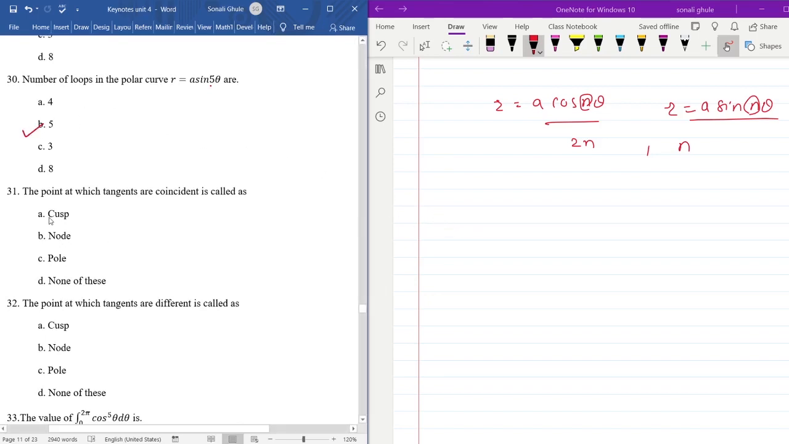Okay, the point at which tangents are coincident is called as cusp. Where for a double point there is only one tangent, it is important to mention here, it is a double point. A double point at which tangents are coincident is called cusp. Here also it is a double point. The double point at which tangents are different is called node.